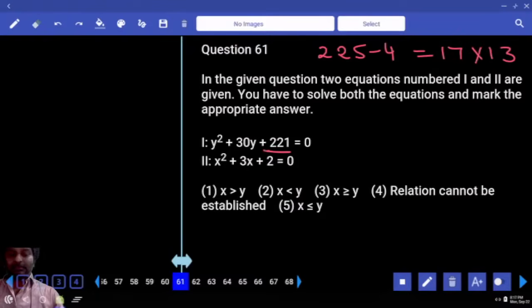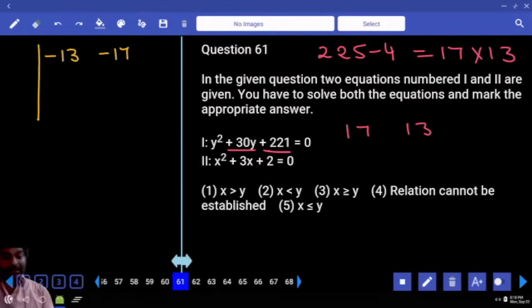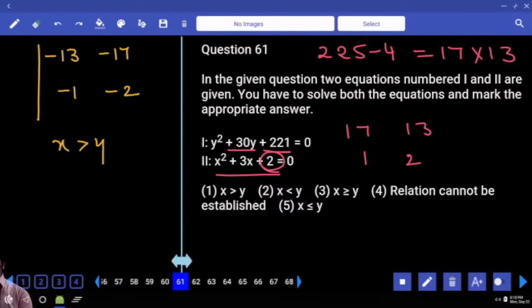Come on, Pillalu. Sum is equal to 30. Combination plus 17 plus 13. Then factors are minus 13 minus 17. Next. This product must be 2. Sum must be 3. 1 and 2 are the combinations. Correct? Factors are minus 1 minus 2. Answer. X is greater than Y.